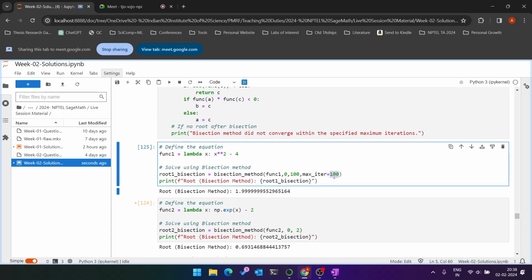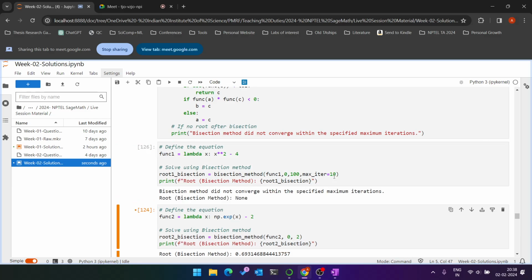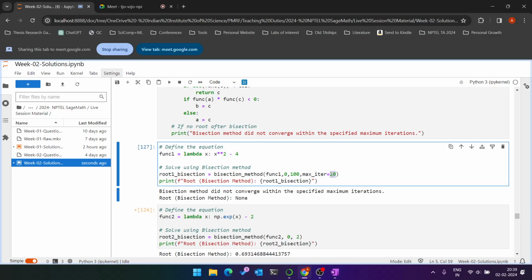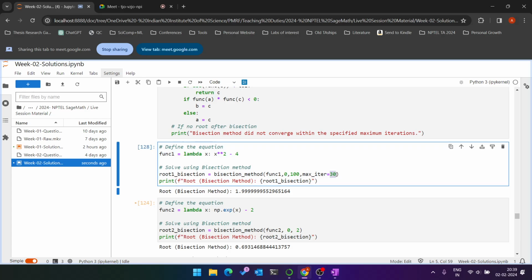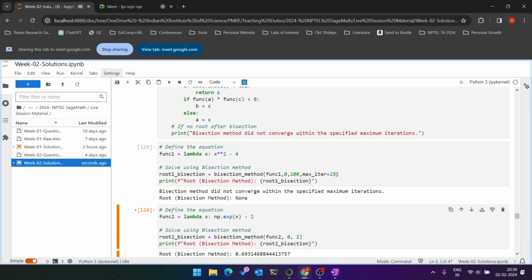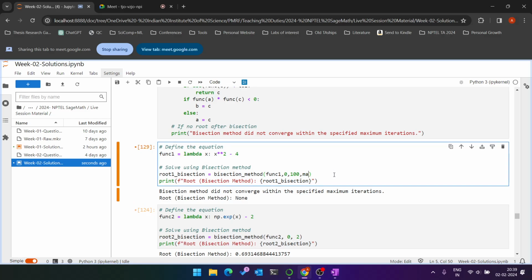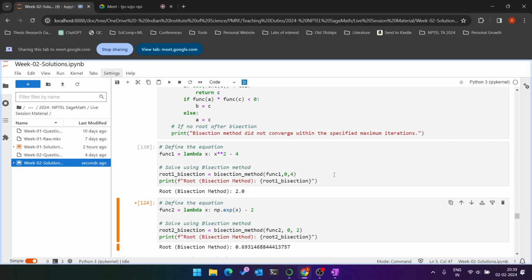Right. So if I change my maximum iterations to say 10, my x square minus 4 is not solved. If I change my maximum iterations to 20, still my x square minus 4 is not solved. If I change it to say 30, now we have a solution. So somewhere between 20 and 30, say like 25, even after 25 iterations, it's not solved. So a simple function like this shows that the bisection method, while robust, is slow.